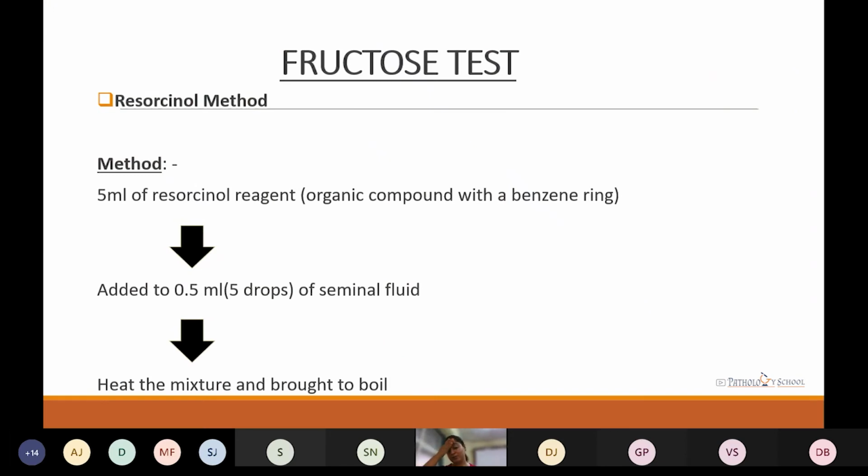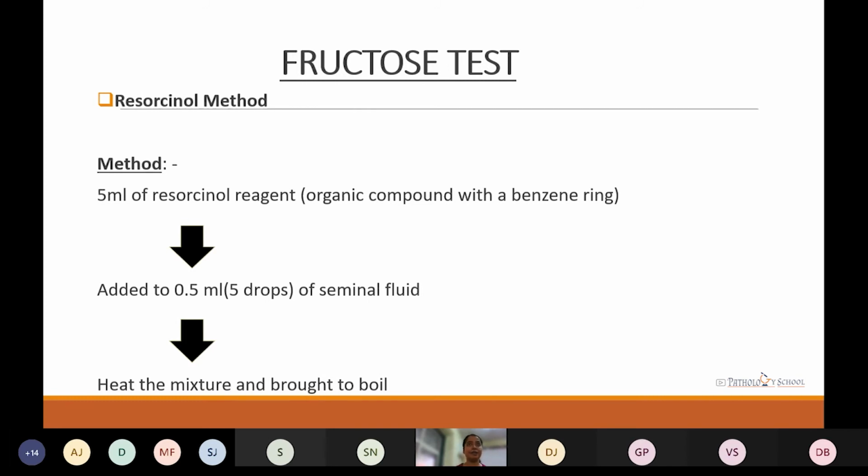Okay, now let's move on to some of the tests. There is a test known as the fructose test, which plays a very important role. This is also known as the resorcinol method. How do we do it? We basically take 5 ml of resorcinol agent, which is an organic compound with a benzene ring.